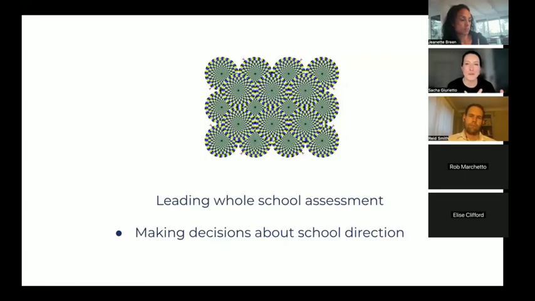Another whole school direction decision that I think is really important in the context of whole school assessment is decisions about teachers. So placement for teachers, subjects that you're going to run or maybe not run, different allotments for teachers if you're in a secondary setting. I think making sure that you're looking at whole school data when you're making those decisions is also really important.